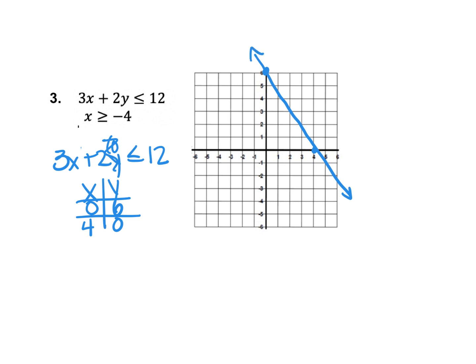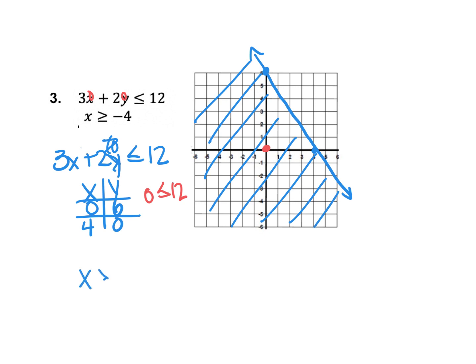And then remember, we have to determine which direction we're going to shade. So we've got that 0, 0. Well, 0 and 0. So is 0 less than or equal to 12? And because it's less than, it's going to be shaded in this direction right here.